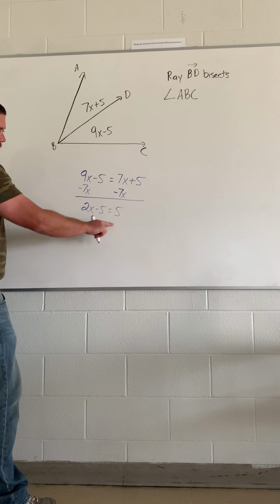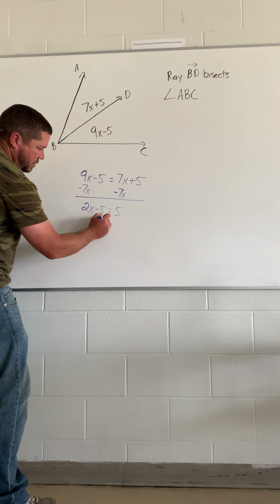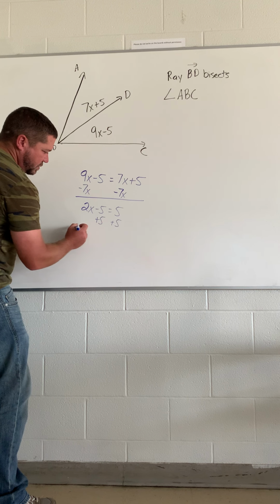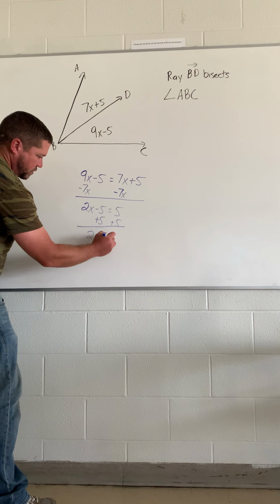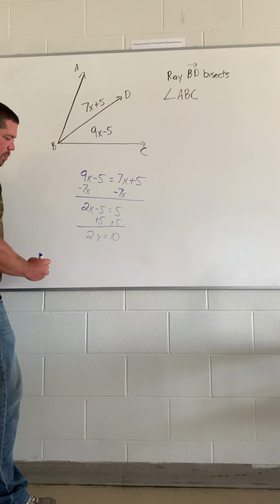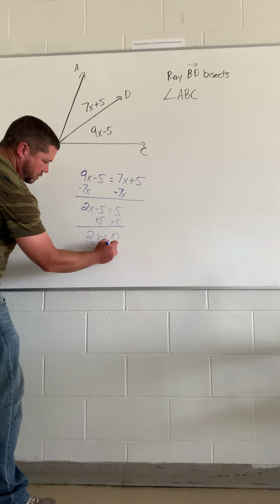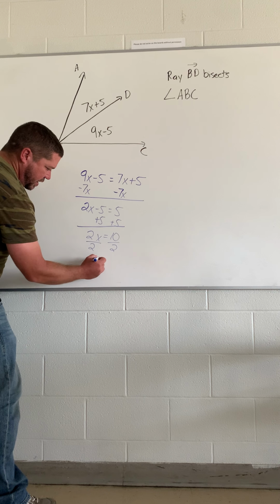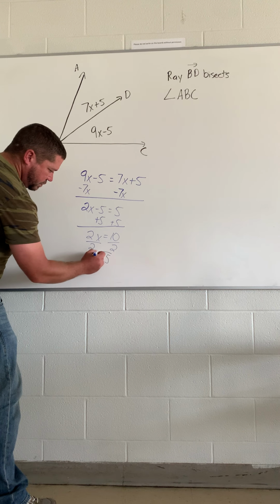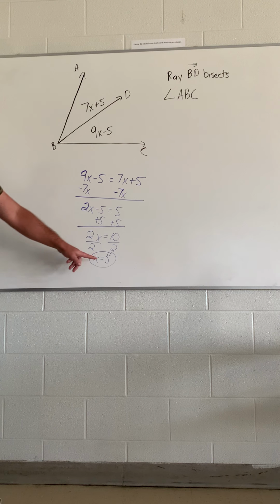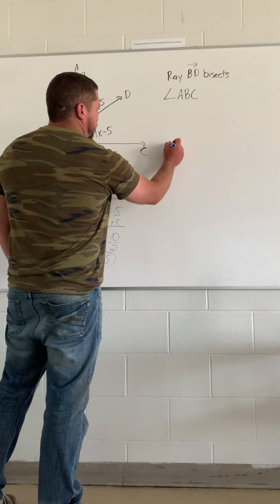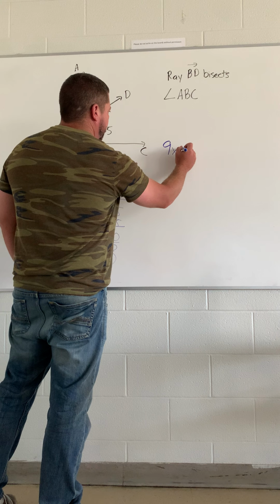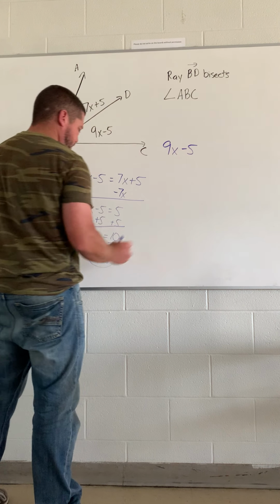Okay. Move all constants to the other side, so add 5 to both sides. And we're left with 2x equals 10. Divide both sides by 2. And we get x equals 5. So now we have a value for our variable. So to find the angle measure, we need to plug in the value for x. And you can do it into either one. I like to do it into both of them sometimes to make sure that it's correct.